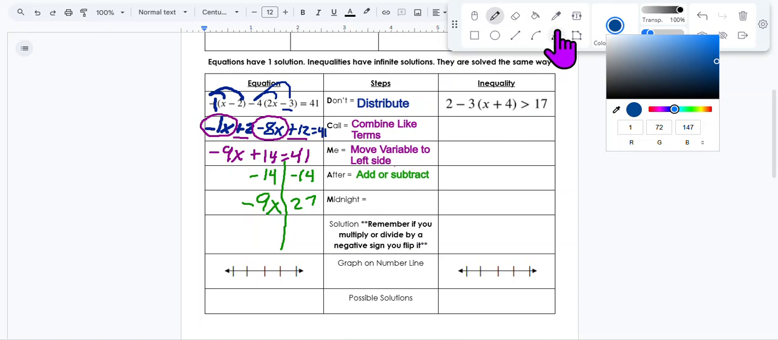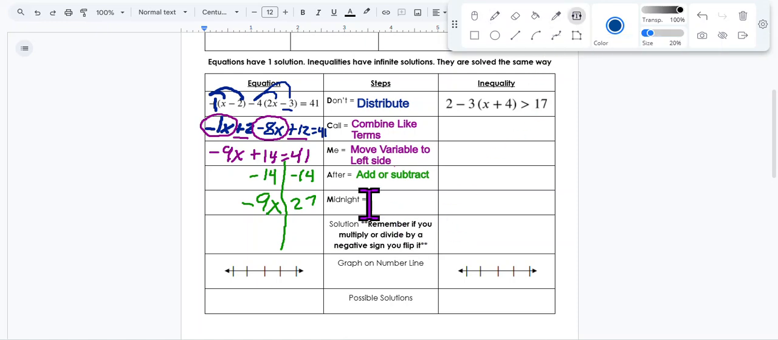All right, so my final step here is "midnight." Don't call me after midnight. Midnight starts with M, and this is where I'm going to multiply or divide. Whatever's happening to the variable this time, I'm going to do the opposite or the inverse of. So this is negative 9 times x. When a number is next to a variable, that means times. So I'm going to divide by negative 9, and that's how I'm going to get my final answer. I'm going to do the same thing to both sides, right? Negative 9 divided by negative 9 gives me 1. That's what I want. I want 1x. 27 divided by negative 9, that's going to give me a negative 3.